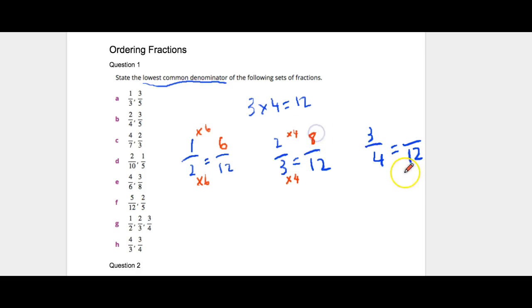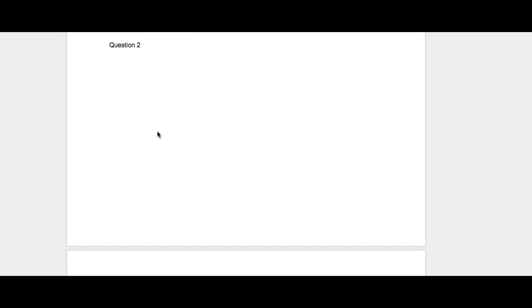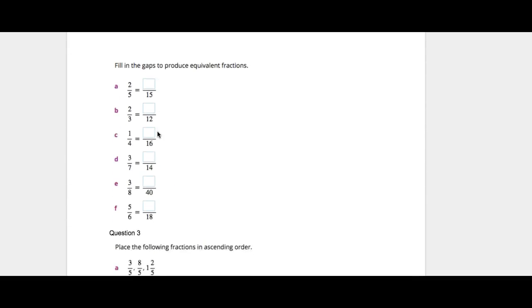So we've got the 8 here, and then what do I multiply the 4 by? It's 3. Okay, so they're in order already, so we don't have to order them. But for this one here is finding the common denominator. So again, sometimes it's easier just to multiply your denominators. Okay, so let's move on. Your answers are there if you want to continue on with those questions.